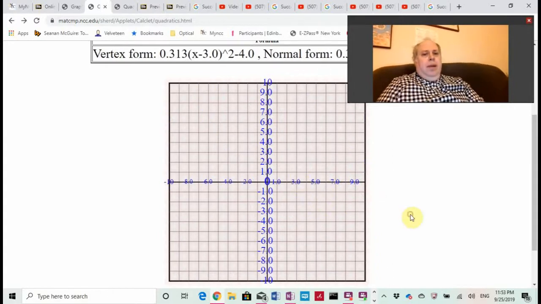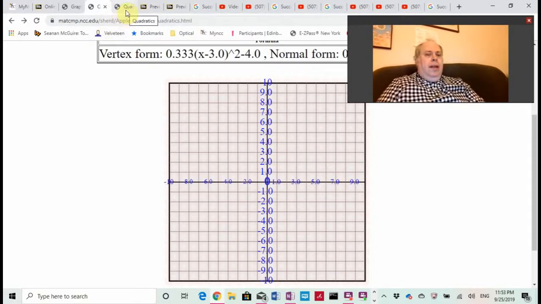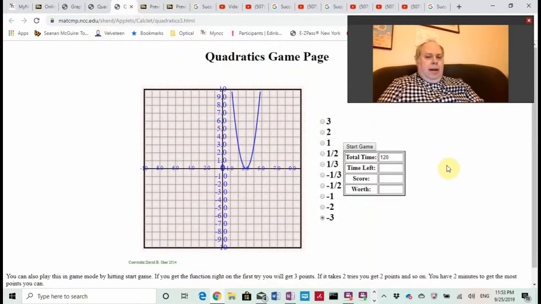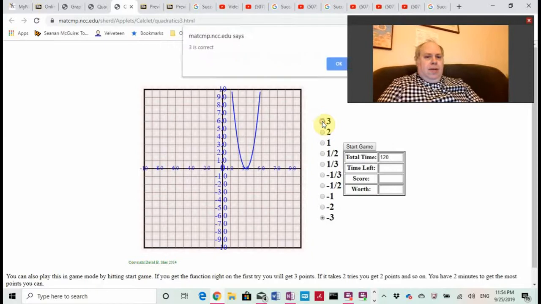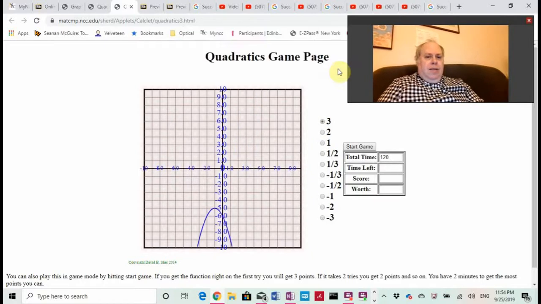Okay. So the reason I want to get into that is we have a little game here. The idea of this game is to guess what the quadratic is, what the a term is. So is this a 3x squared, 2x squared, 1x squared? This is a vertical quadratic. It's like a cup, not a mountain. And it's a 3x squared quadratic. So if I click on 3, it says that's correct.